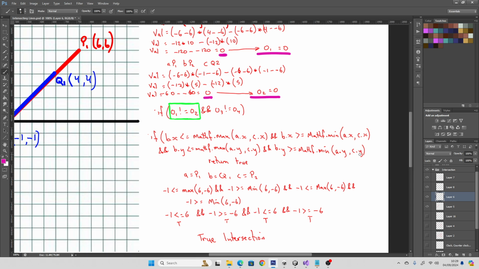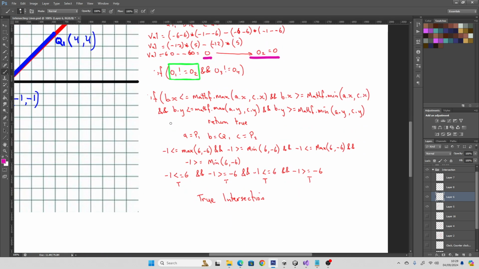So the first thing we'll look at, we are going to look at p1, q1, and p2. And we can see here, negative one. So I just filled everything in. So we're seeing is negative one less than or equal to six? That's true. Is negative one greater than or equal to minus six? That is also true.